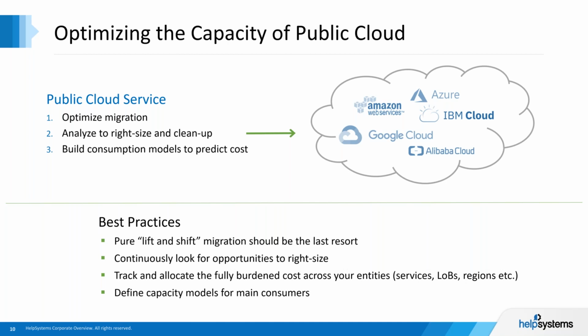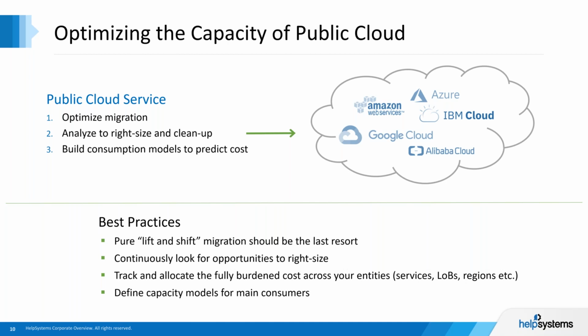You need to continuously look for opportunities to right-size. So you have to have this ruthless drive for efficiency. You need to always look at dormant resources or archaic storage resources that aren't being used anymore, etc., and turn those off. You need to track and allocate the fully burdened cost across your different entities, if those are different regions or geographies or lines of business or even internal customers. You need to push out the cost and make the different tenants pay for what they're actually using, because that's the only way to drive efficiency long term.